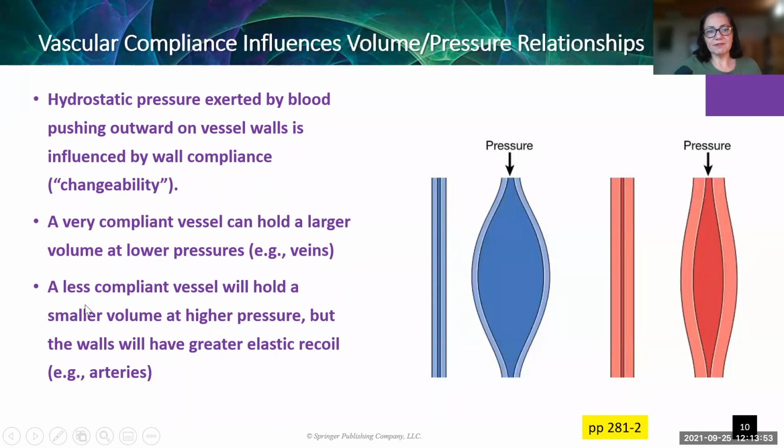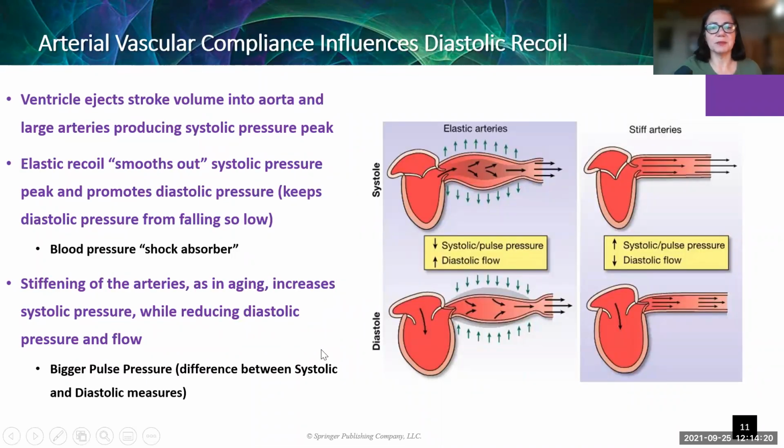A less compliant vessel is going to hold a smaller volume, and to push those walls open it needs higher pressure. But they'll bounce back more. You're going to get a recoil. When the heart relaxes, the artery can come back to a smaller diameter pretty quickly. And I'll show you this and explain what role that plays in maintaining blood pressure. Right here is where I'll explain this.